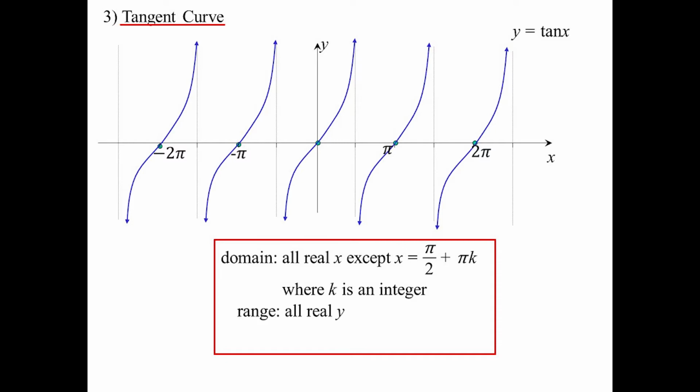The range is all real y, there's no breaks there. It has rotational symmetry again. So we know it's an odd function. So therefore the tan of minus x is minus tan x. The period for this one though is only pi. Takes every pi for it to repeat. And there's no point talking about the amplitude of a tan curve because it doesn't have one.